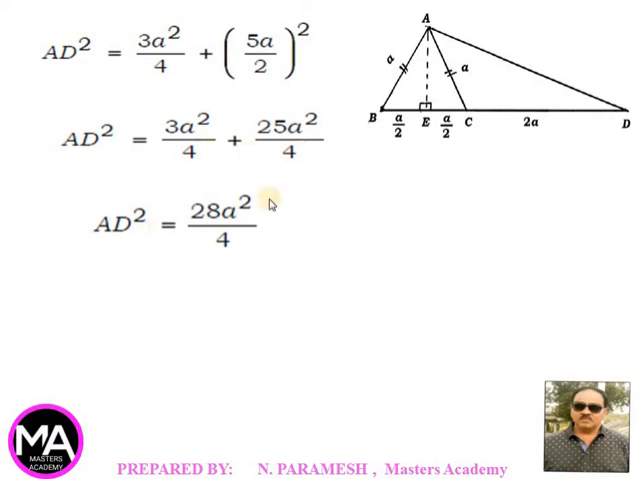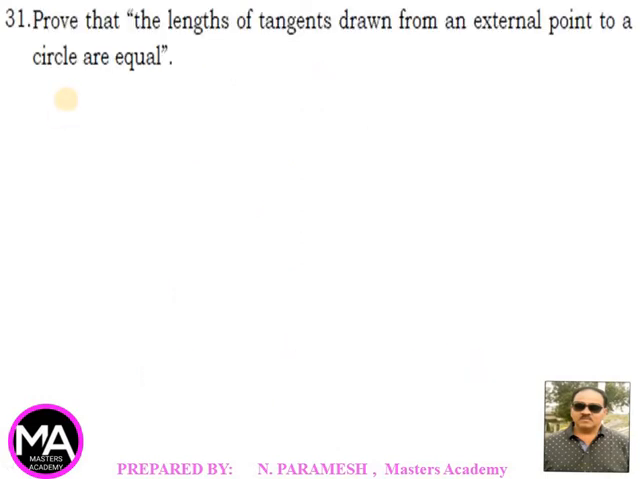is equal to, by taking 4 as an LCM, 3A square plus 25A square is 28A square by 4. 4 7s are 28, 7A square. AD square is equal to 7A square. AD square is equal to 7, A is nothing but the side of the equilateral triangle, either AB or BC or AC. Here AC is equal to A. Therefore, AD square is equal to 7 AC square.